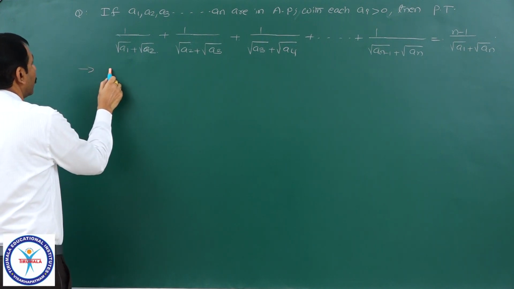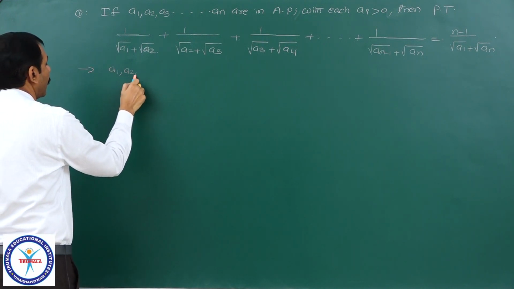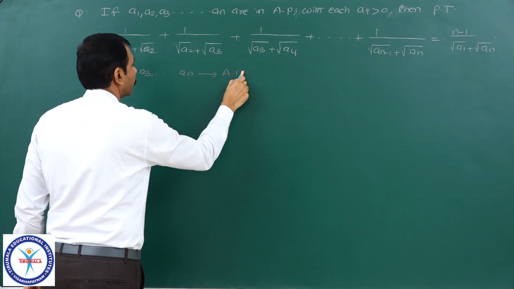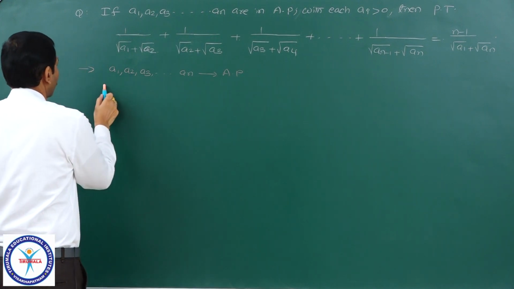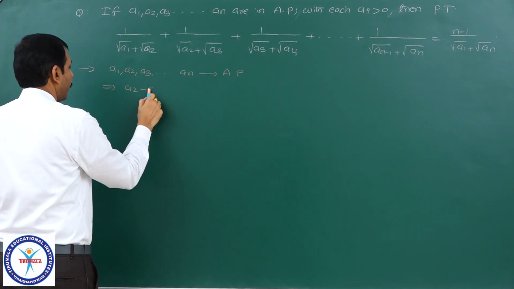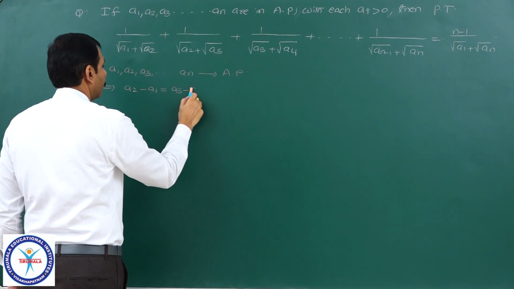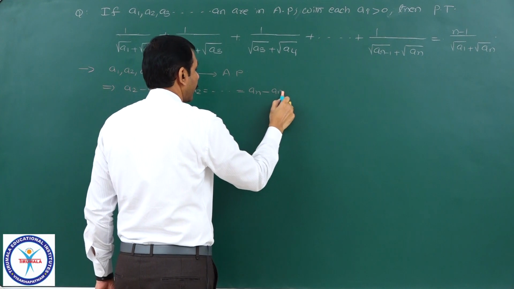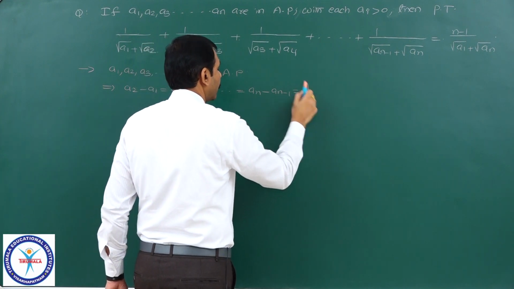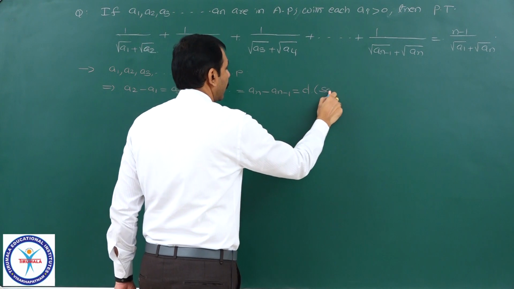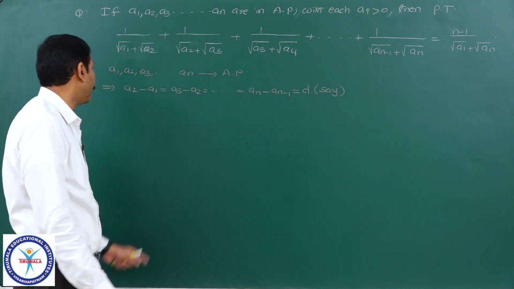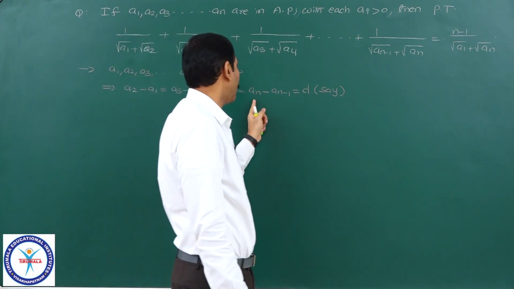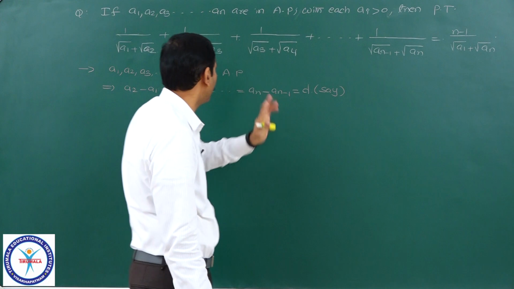Because these terms a1, a2, a3 and so on up to an are in AP, I can write second term minus first term is equal to third minus second is equal to and so on, nth term minus (n minus 1)th term, all are equal. Let us take d as the common difference. Whenever I require, I can use a2 minus a1, a3 minus a2 and so on, an minus a(n minus 1) is equal to d only.